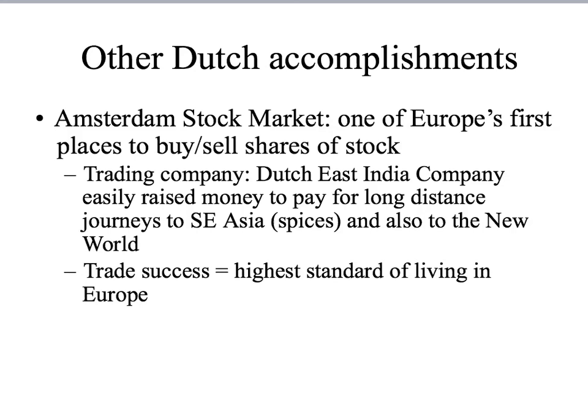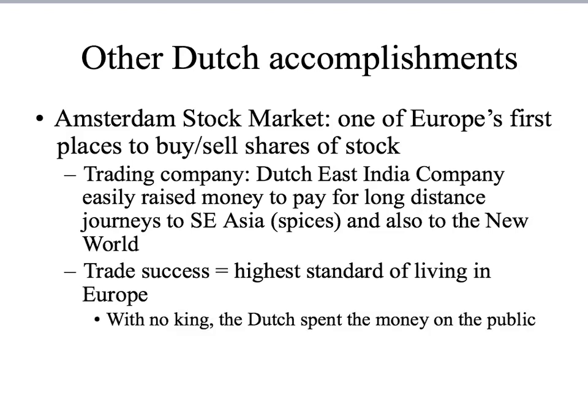So all of this trading success brought a lot of wealth and luxury to the Netherlands. And this can be seen in the fact they had the highest standard of living of any European civilization or society at the time. Since the Dutch don't have a king, when it comes time to spending all of this money, they spend it on the people. Okay? So whereas if we looked at France, we know that Louis XIV made all this money in mercantilism and trade, and he spent it on himself at Versailles. However, since the Dutch don't have something like that, they spend the money on their people.